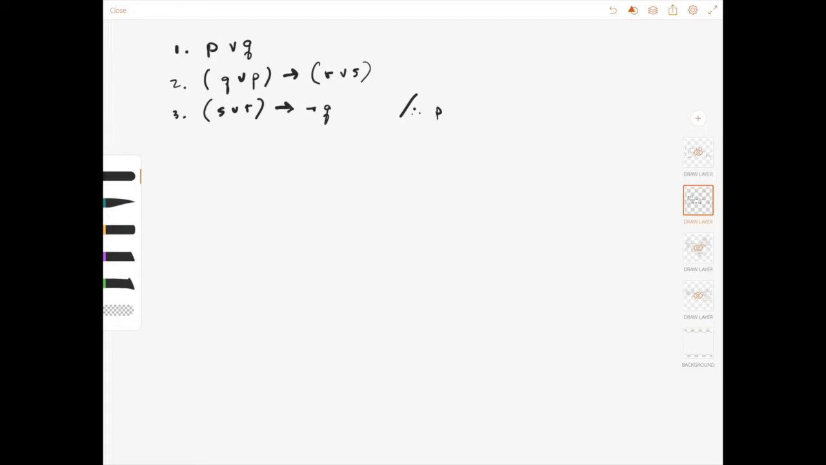Line 1 is P or Q. Line 2, Q or P implies R or S. Line 3, S or R implies not Q. And the conclusion we're trying to derive is P. So, again, I'm going to run through this process backward.